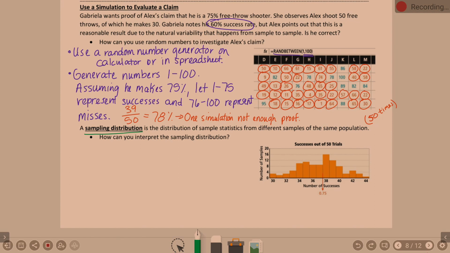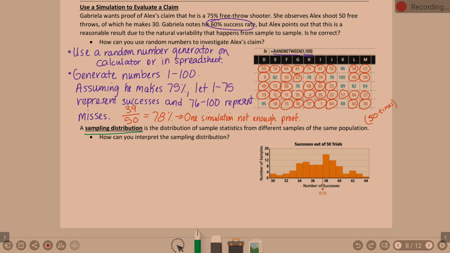So what we talked about yesterday with Seth and Tia, where Seth did a sample, then Tia did a sample, and then we get to the point where the whole class of 50, I think, did samples. Every time you get more samples, we're getting better results. And so here, a sampling distribution looks at all the samples. So we have a sampling distribution here, and the question is, how can you interpret the sampling distribution? So let's look at it.